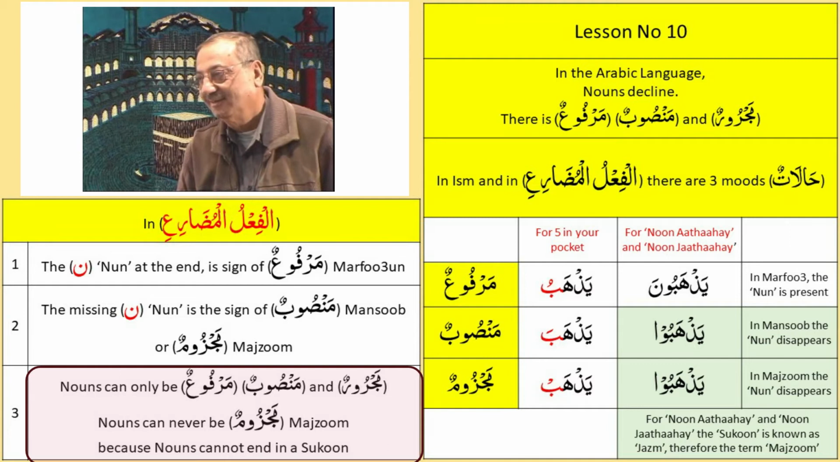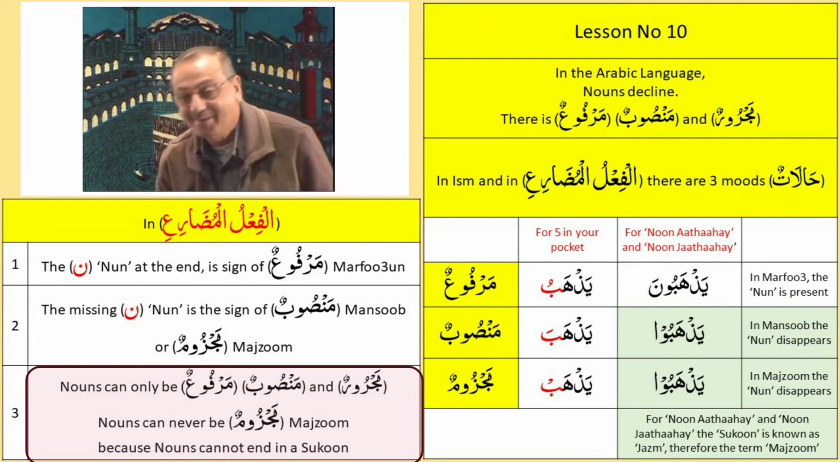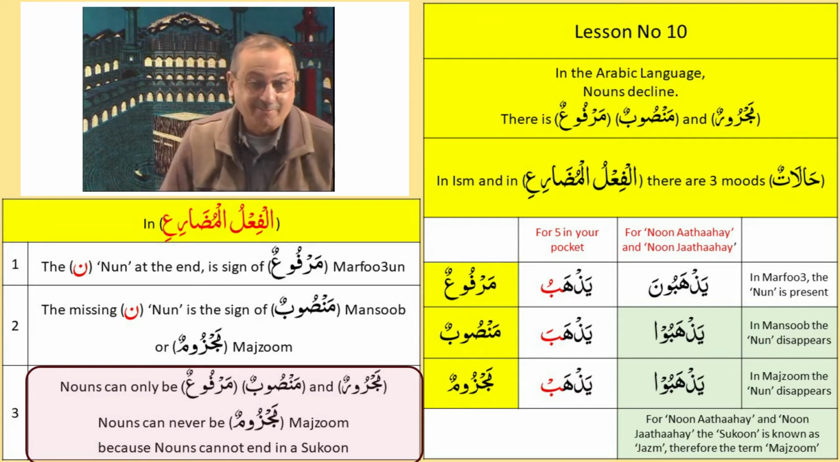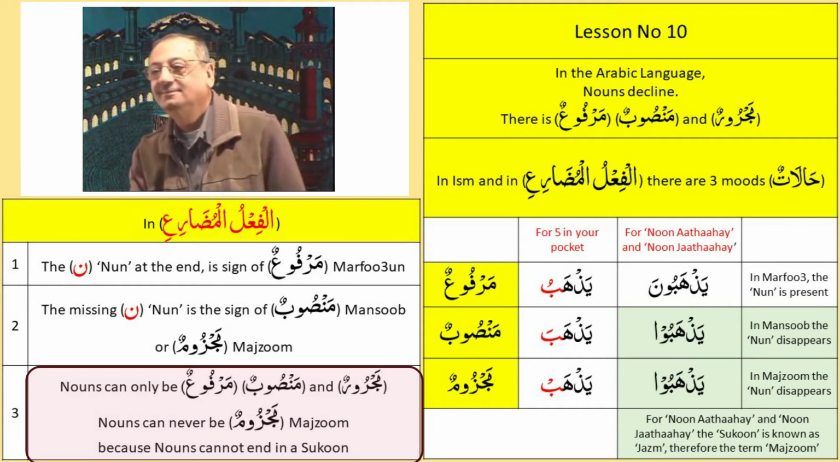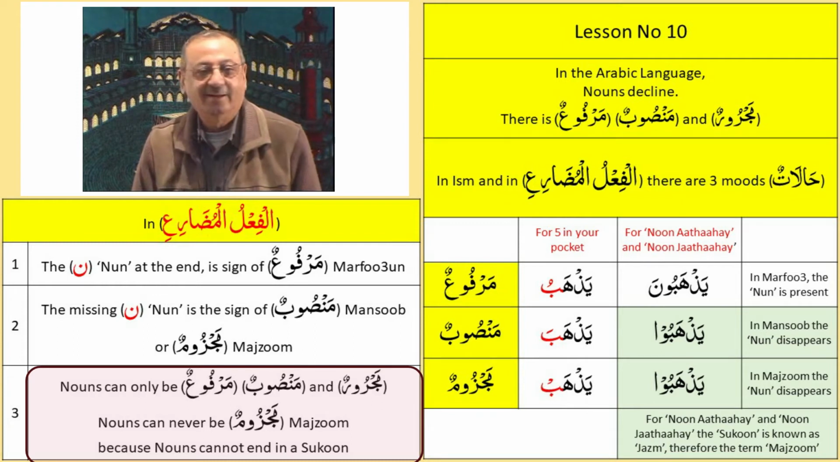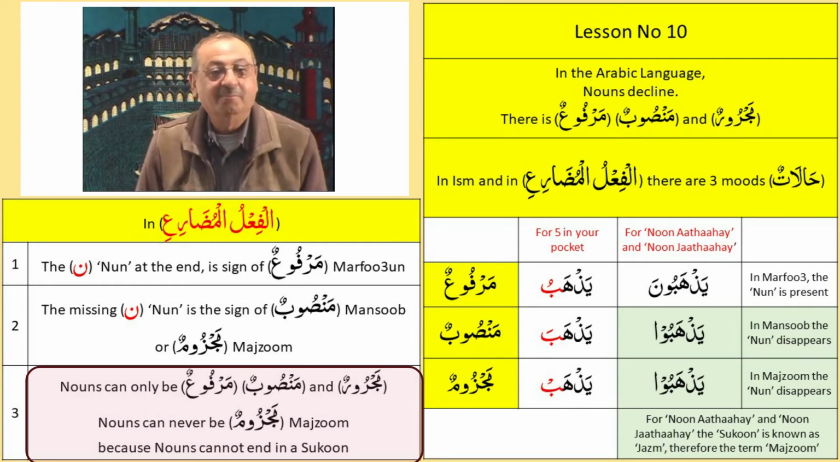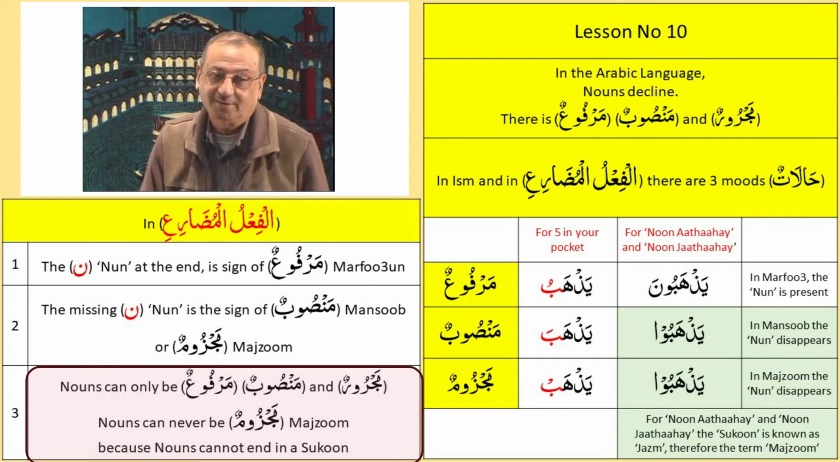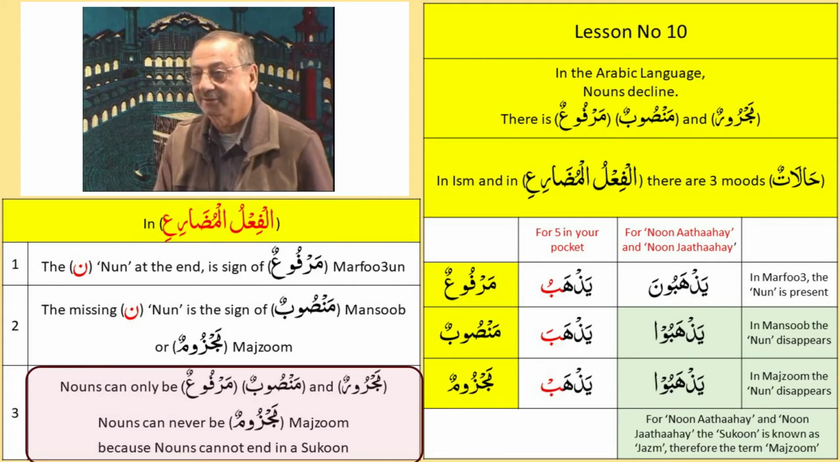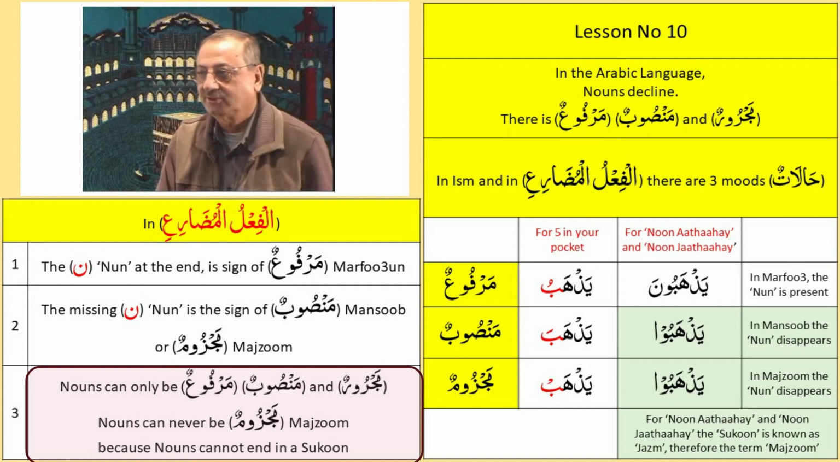Brothers and sisters, majrur. Are you with me? Fi'l mudari'a can never be majrur. It will be marfu, it will be mansub, or it will be majzum, but never ever majrur. Got the idea? We have to remember this. Are you with me, brothers and sisters?